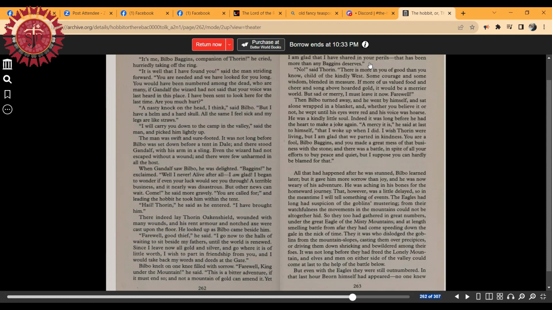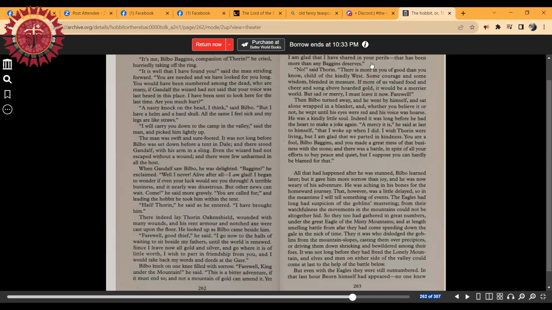Hail, Thorin, he said as he entered. I have brought him. There indeed lay Thorin Oakenshield, wounded with many wounds, and his rent armor and notched axe were cast upon the floor. He looked up as Bilbo came beside him. Farewell, good thief, he said. I go now to the halls of waiting to sit beside my fathers until the world is renewed.